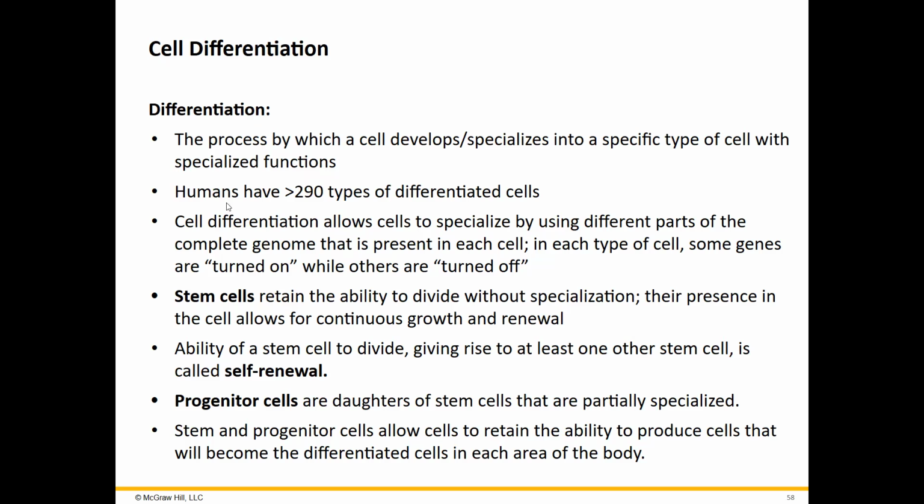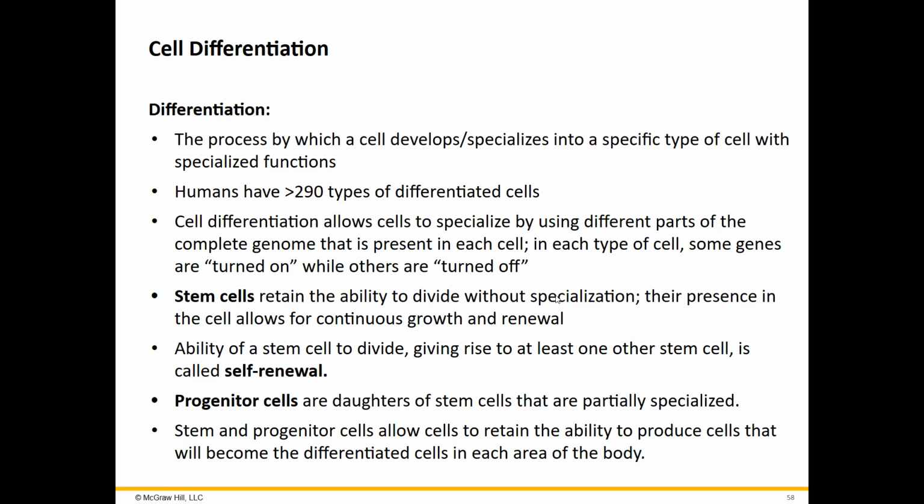Before we differentiate a cell, we have a special type of universal cell called a stem cell. You've heard of these before. A stem cell has no specialization. It is a cell that can freely divide as many times as it needs without specializing. So their presence allows for continuous growth and renewal in the body without it having to be specialized.